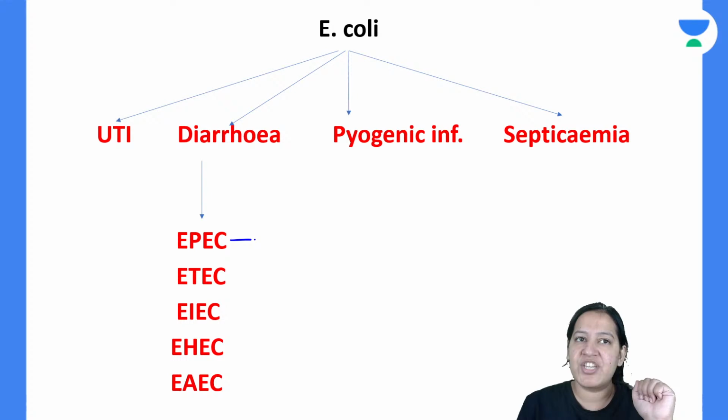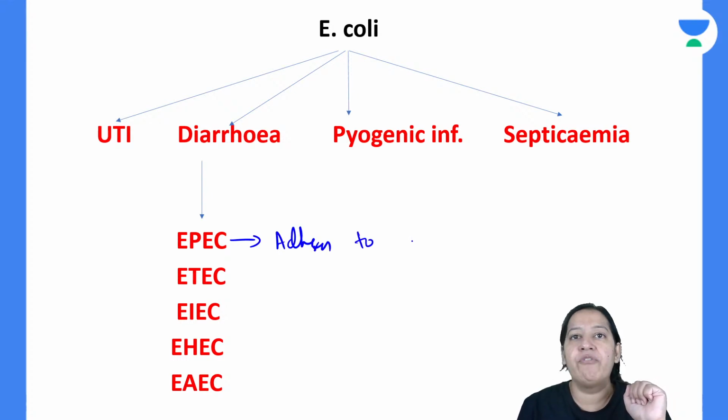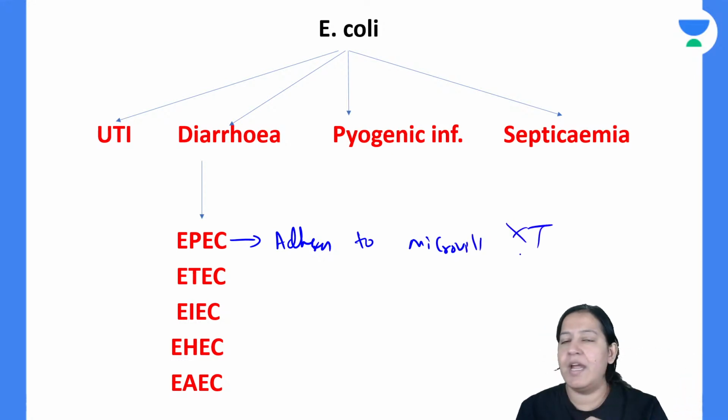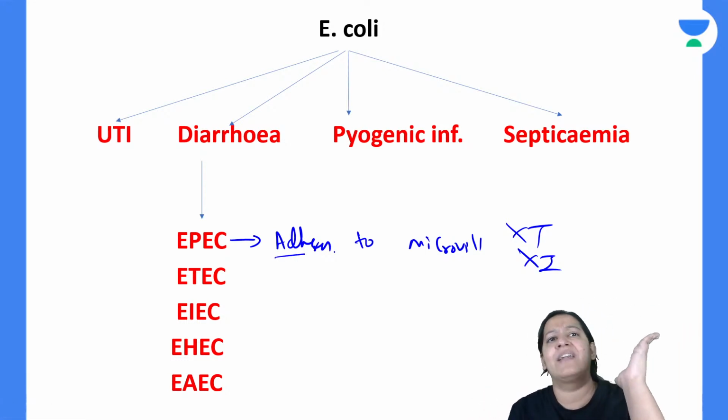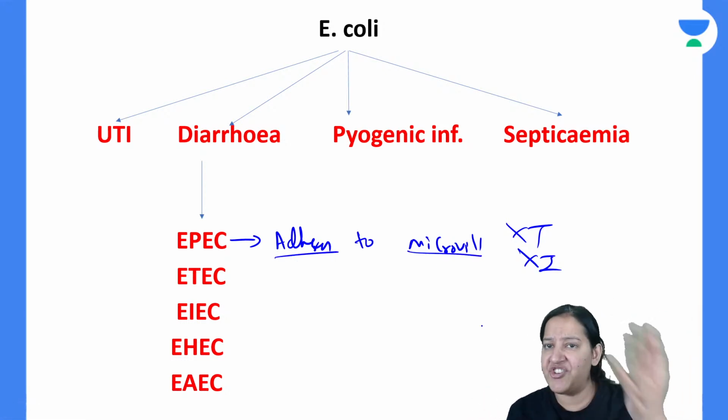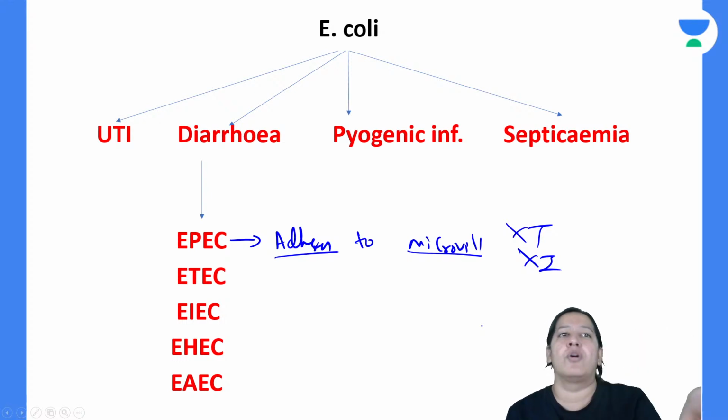So the mechanism of action of EPEC: it adheres to microvilli and destroys them. It does not produce toxin. It does not invade inside the cell. It remains superficial only. It just adheres superficially and causes degenerative and inflammatory changes in the microvilli, which causes diarrhea. Let me come to the second, ETEC.